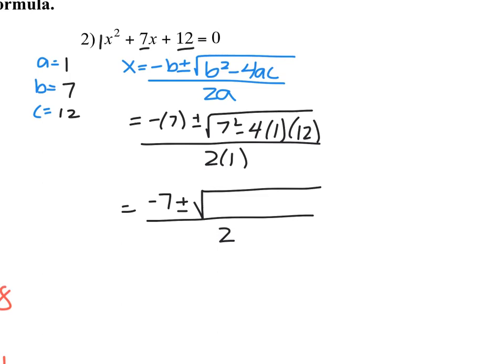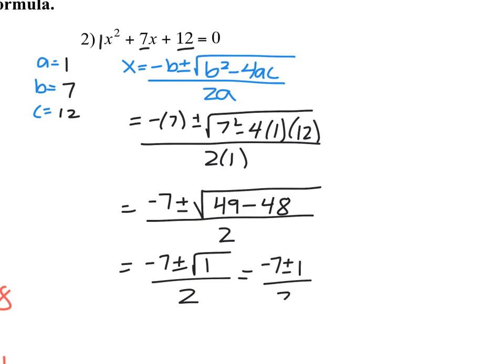Inside your square root, you have 7 squared, which is 49, minus 4 times 1, times 12, which is 48. So this cleans up to be the square root of 1. Alright, well remember the square root of 1 is itself. So our two problems are negative 7 plus 1 over 2, and negative 7 minus 1 over 2.